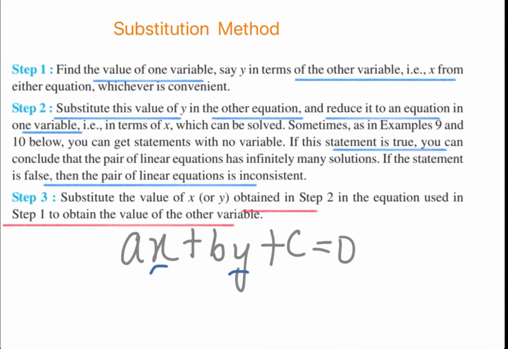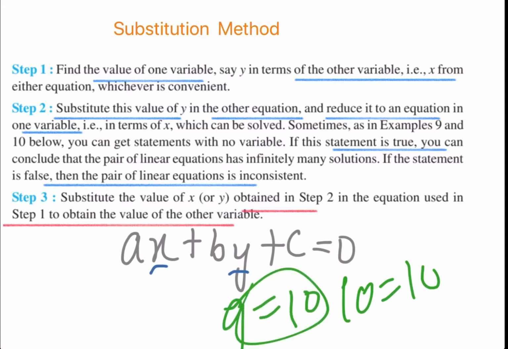And then I come to step 3. Substitute the value and then solve this equation. In case of a true statement, that means if I can write 10 is equal to 10, this is a true statement. And if I write 9 is equal to 10, this is a false statement. If I get a true statement after the substitution, the equation has infinitely many solutions. Or if the statement is false, that means the pair of equations is inconsistent. That means it has no solutions.